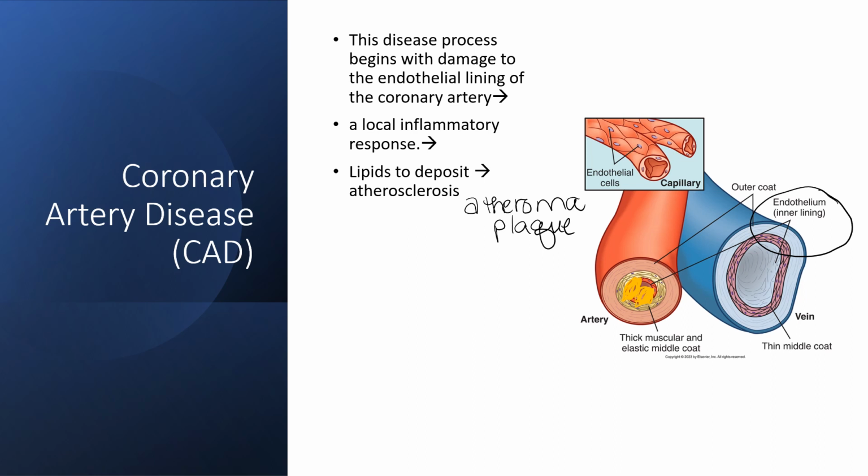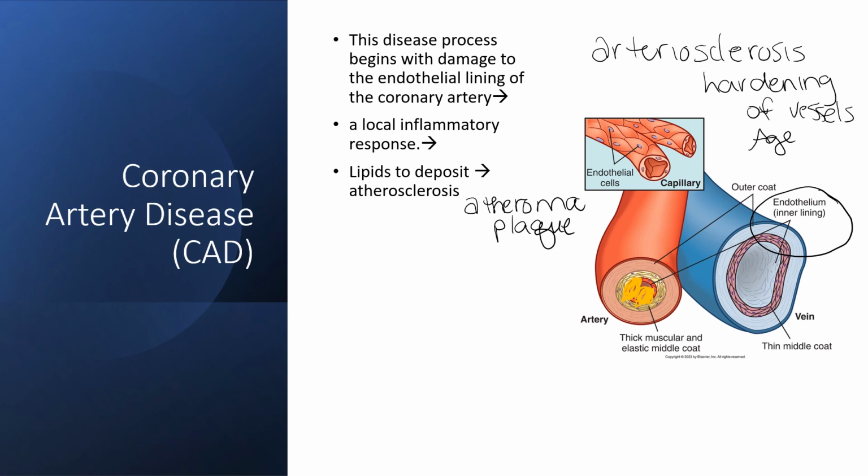Now, you might also see arteriosclerosis before, without the H. Arteriosclerosis, this is hardening of the vessel. And this is a little bit different. With hardening of the blood vessels, often that could be as a result of age or uncontrolled diabetes mellitus.